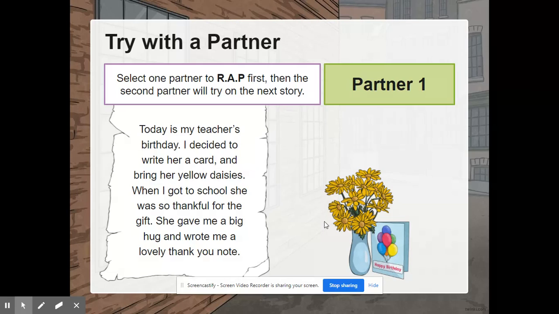Today is my teacher's birthday. I decided to write her a card and bring her yellow daisies. When I got to school, she was so thankful for the gift. She gave me a big hug and wrote a lovely thank you note.